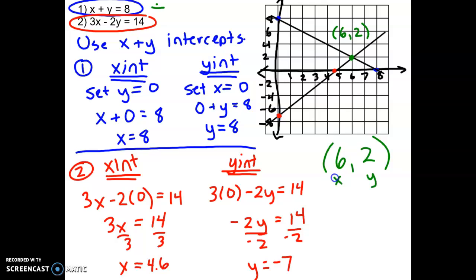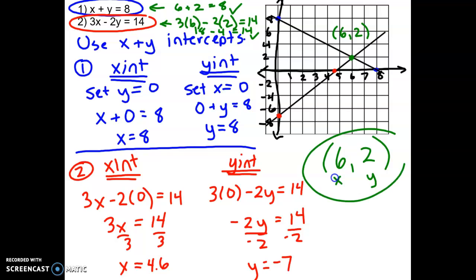We now have to verify that. So 6 plus 2 equals 8. Yes, that works. And you do have to verify in both equations. So now let's check this one. 3 times 6 minus 2 times 2 equals 14. This is 18 minus 4 equals 14. Yes, that works. Now that both of my checks worked out, I can circle my answer and say that yes, that is the solution where both of my graphs meet up and cross.